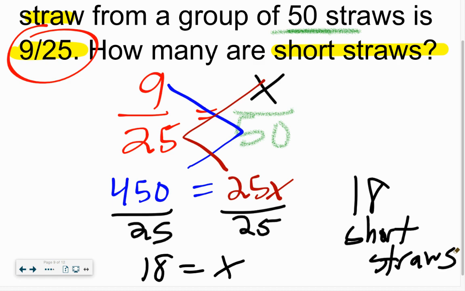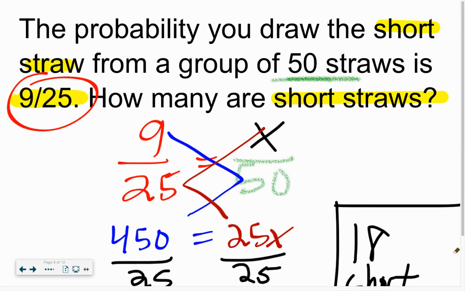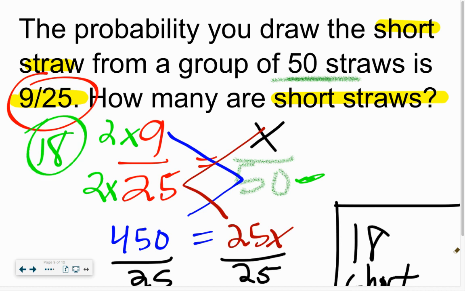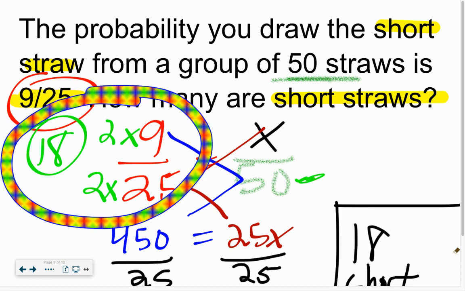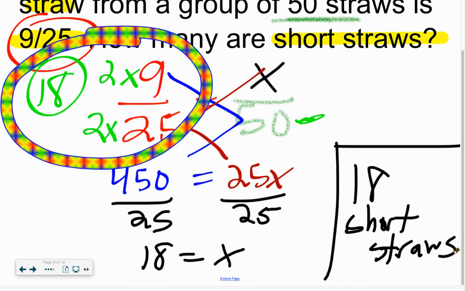That method, the cross product, always works. Now, if you saw it right away, I will allow that, but make sure you show me the work. If you say, well, Mr. Walls, 25 times 2 gives us this 50 over here, so 9 times 2 gives us 18. Bingo. Just show me this work right here, and that's good enough work to find our answer of 18 short straws.